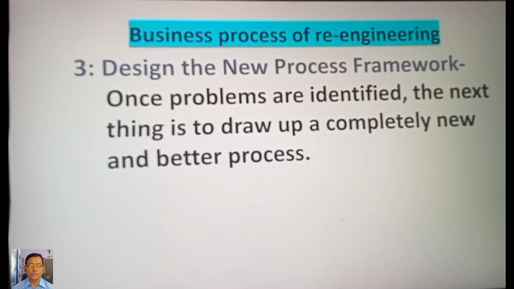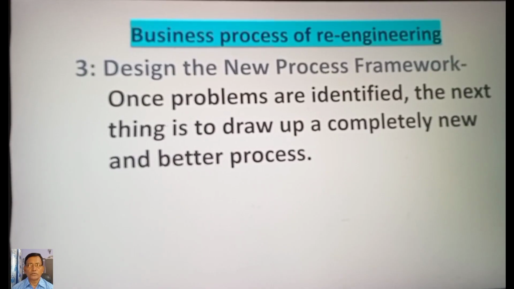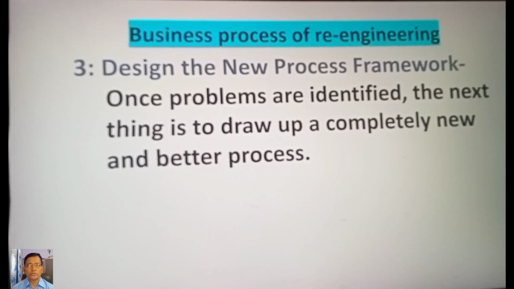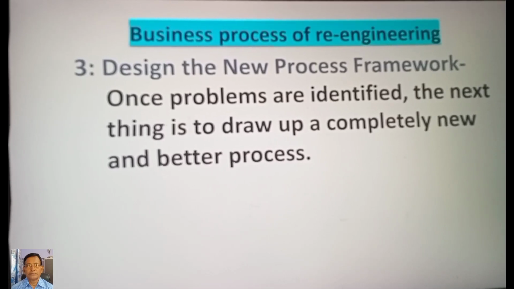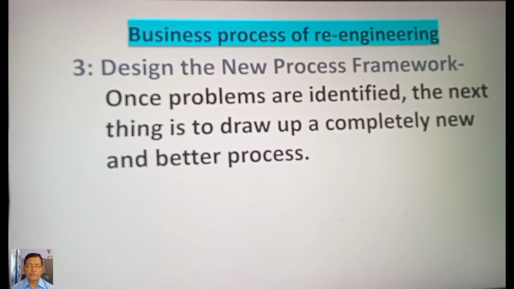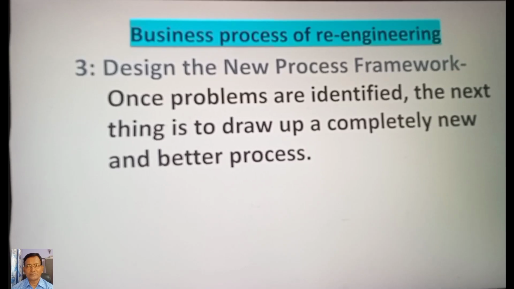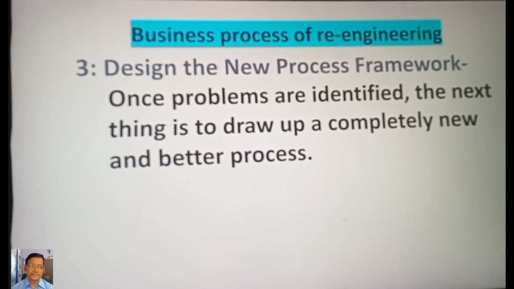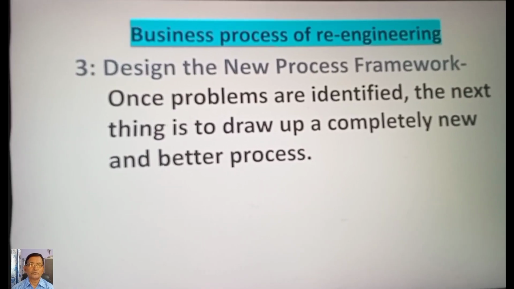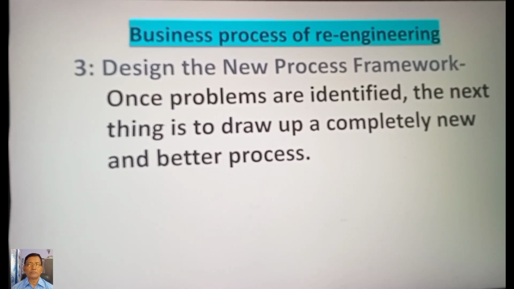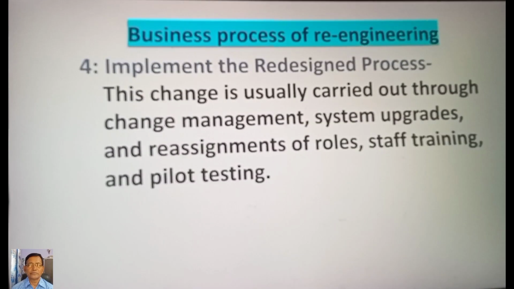Third step, design the new process framework. Once problems are identified, the next thing is to draw up a completely new and better process. The redesign can integrate automation such as robotic process automation, RPA, AI-based analytics, centralized digital systems, or less complex policy designs. This is aimed at creating a future-ready system that is efficient, faster, customer-centered, and scalable.